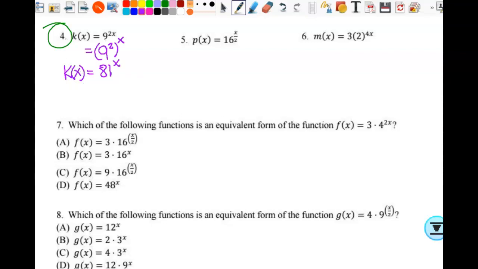All right, so let me ask you this. Could I have taken this one and instead maybe rewritten it like this and said, all right, well, I know that I can make 9 into 3 squared to the 2x power, which would give me k of x is equal to 3 to the 4x power. Now, do you see anywhere where I went wrong on anything? I don't think I did, so let's go with I didn't. So that makes this an equivalent form to this, which is an equivalent form to this. However, this is the only correct answer right now.